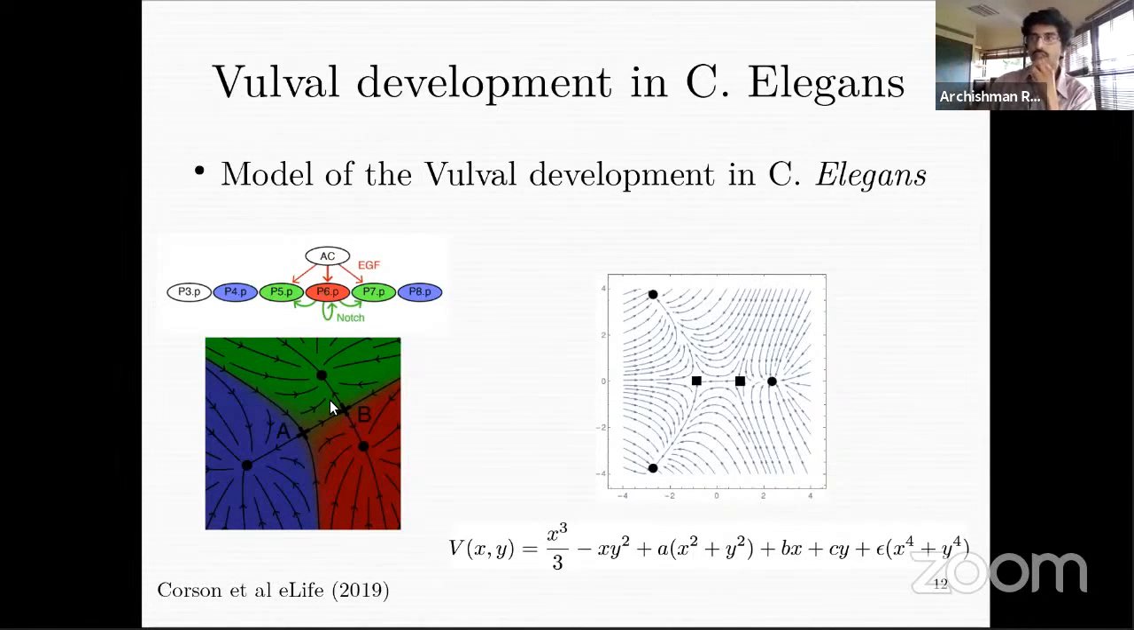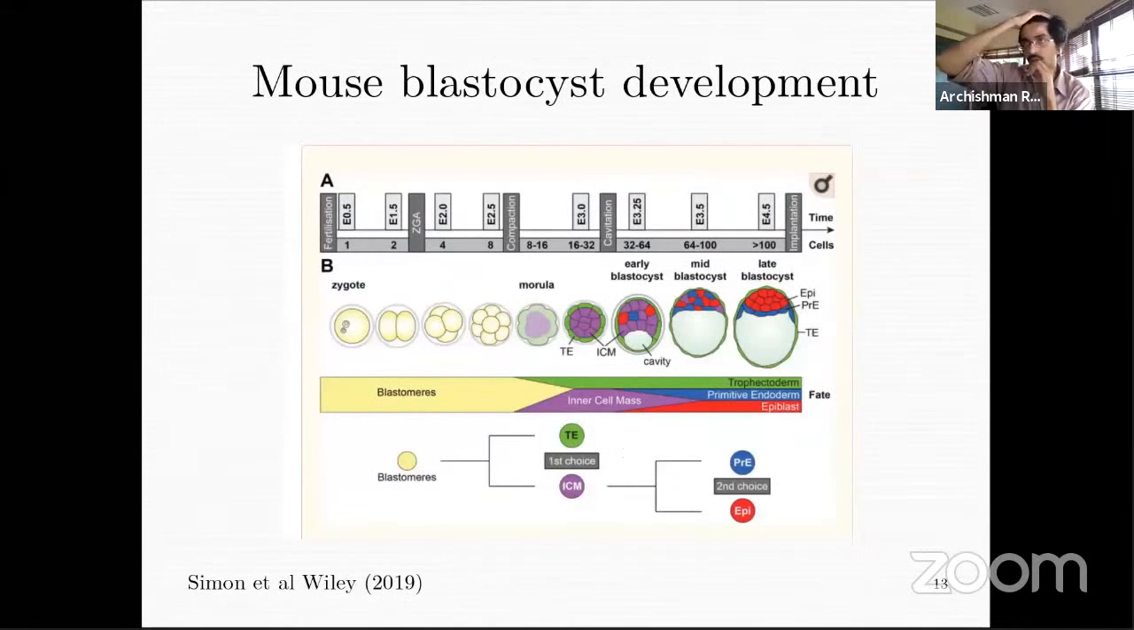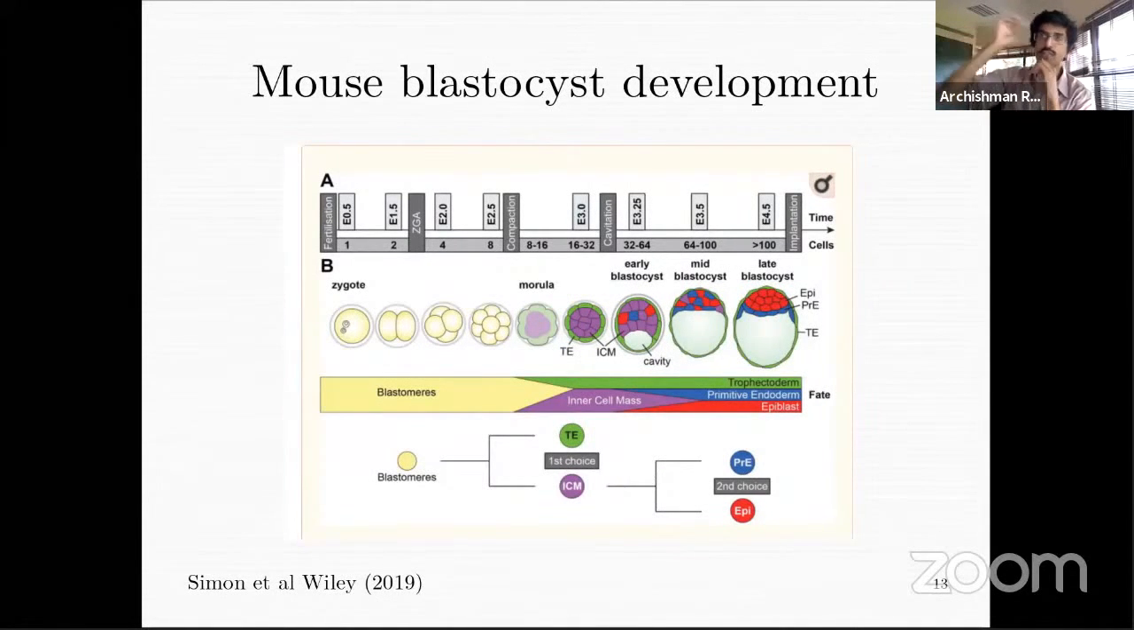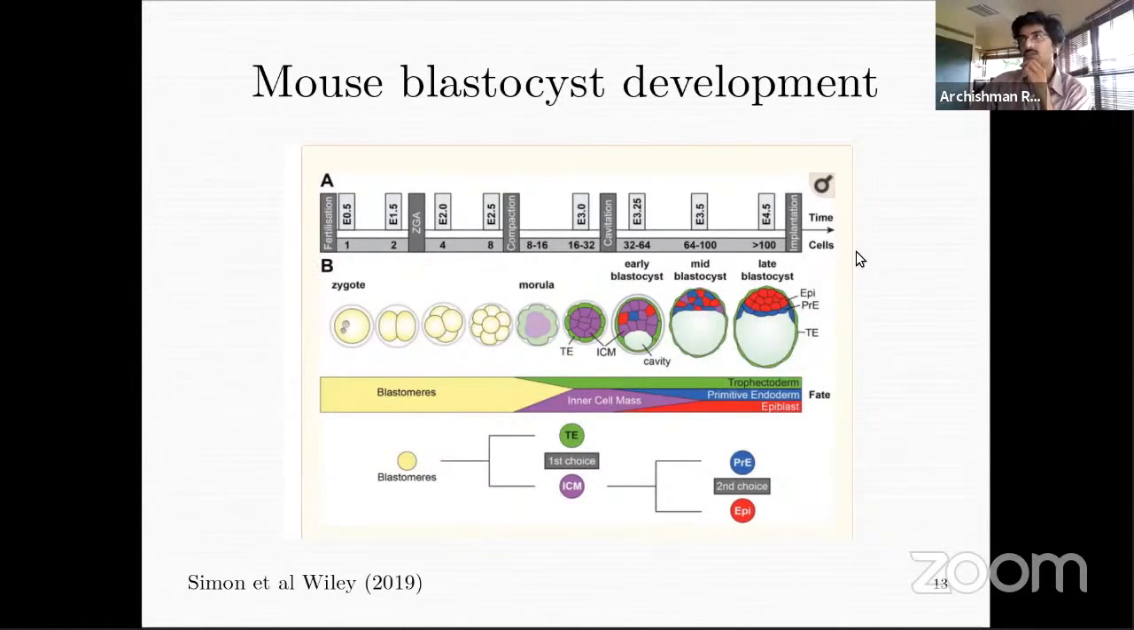I'll just go through this very quickly, to give the setting of how this can become useful as a tool to fit experiments. But I'll move on to another example, which I'm working on now, in the mouse blastocyst. The mouse blastocyst is the very early stage of the mouse embryo, about 4 days in. Initially you start with a single cell, something called cleavage happens, and you get these things called blastomeres.